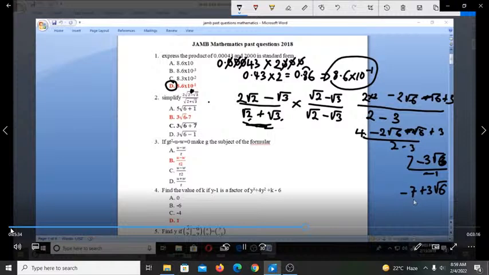So if you put this in another way, you can have it to be root 6 minus 7, which is this B that we have as the answer. So take note of this. It is very, very important.